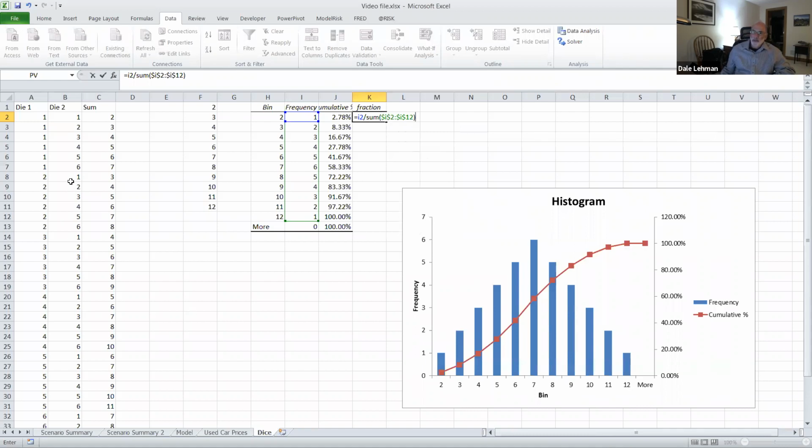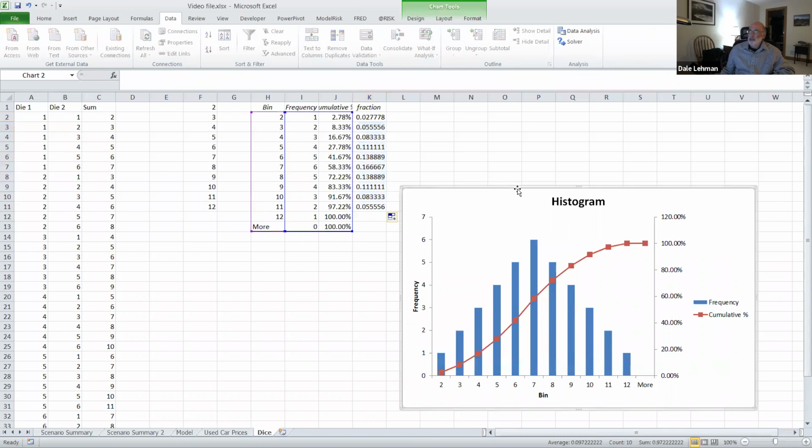So in other words, I've got 36 possibilities here. I'm basically going to divide this 1 by 36. 1/36, or a little less than 3% of the time, is how often I get a 2. And the 7 occurs 1/6 of the time, 16.66%. In other words, it happened 6 out of 36 times, and you see it's 6 up there.